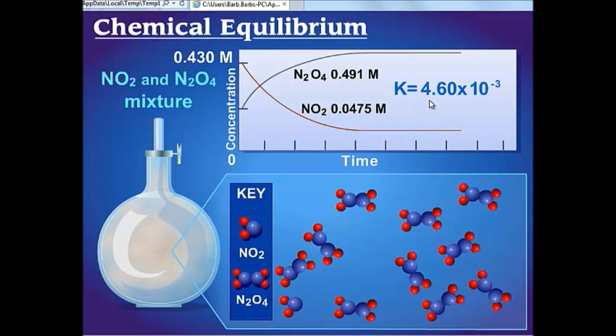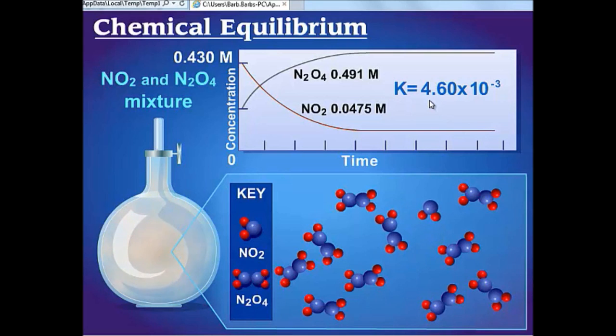Recall that when chemical equilibrium has been reached, the reaction has not ceased. At equilibrium, the rates of the forward and reverse reactions are equal, and thus the concentrations of reactants and products remain constant.